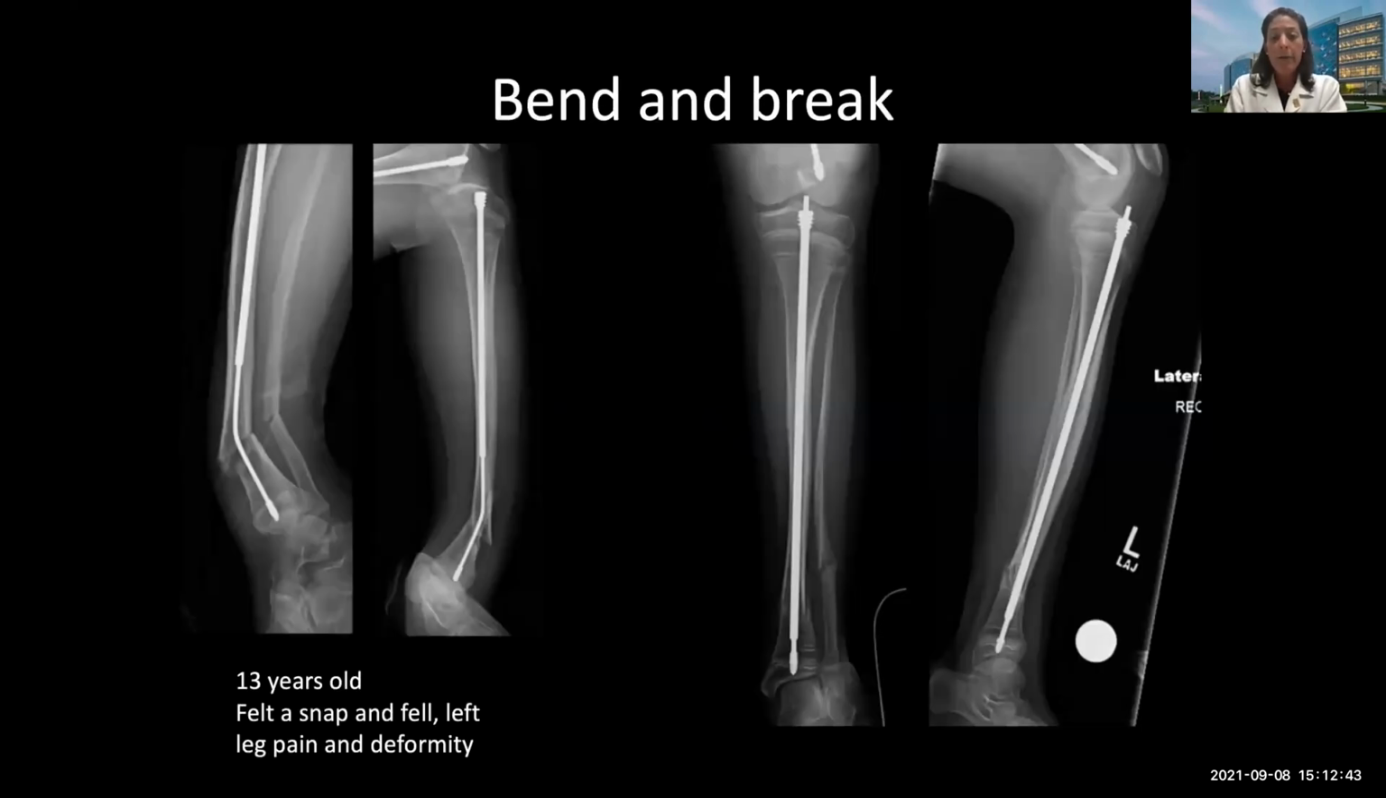Now, rods do bend and break. I don't think there's really any rod out there that hasn't been shown to do so. This is a 13-year-old young man who had had a telescopic rod in place for quite a few years, fell at school, felt a snap, presented with this left lower extremity deformity and this bent rod. And again, this was an indication to revise to a slightly larger telescopic rod as shown on the right side here.